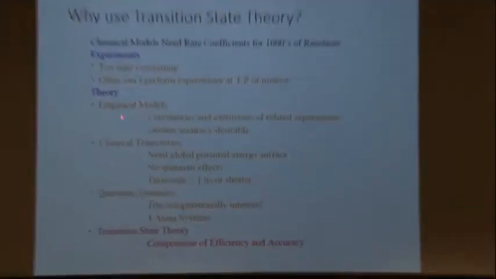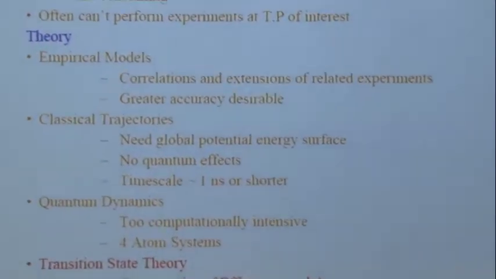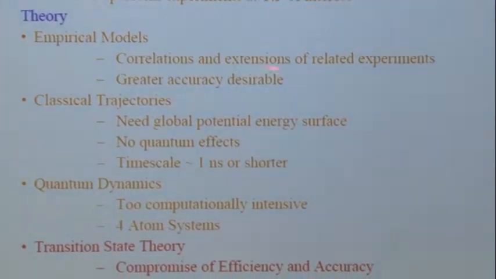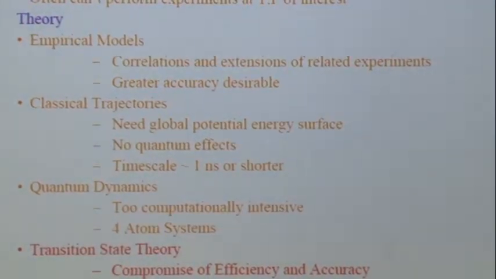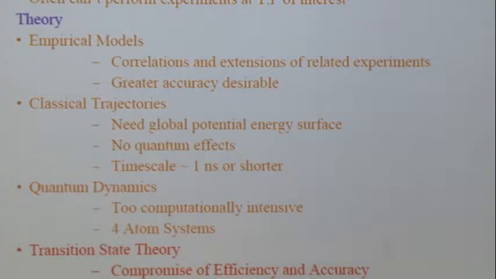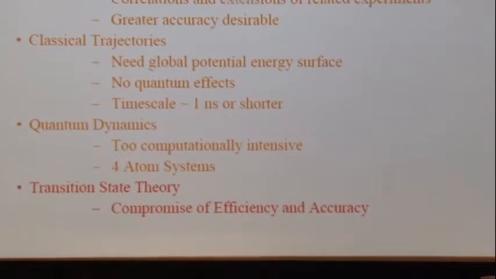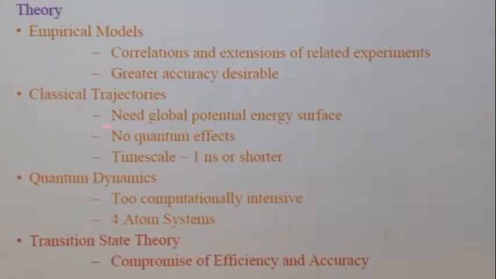Now, what can I do theoretically? I could do empirical models where I try to extrapolate basically from related experiments. Sometimes this works, but it's highly fraught with problems because it's based on you knowing how similar your new reaction is to some old reaction. They could be similar, but they might not be. So this is a problem. So greater accuracy is definitely desirable. You could run classical trajectories just like they did in the old days of the 19th century, or just like the rings of Saturn guys do. And you can do it.